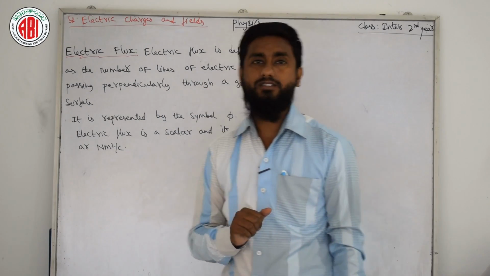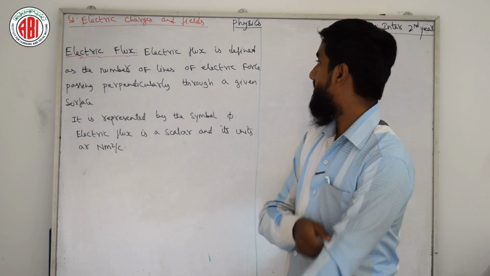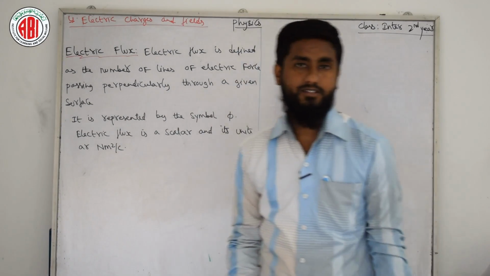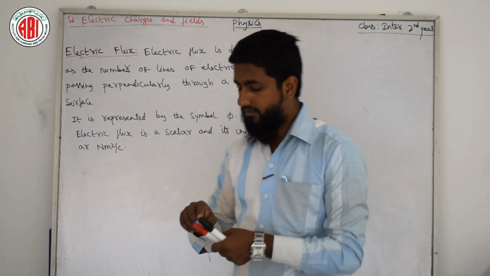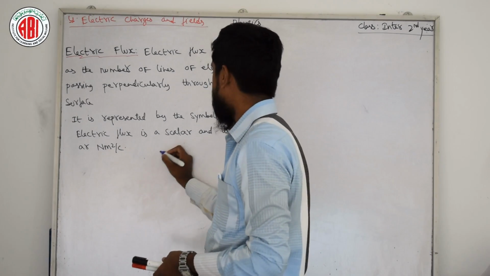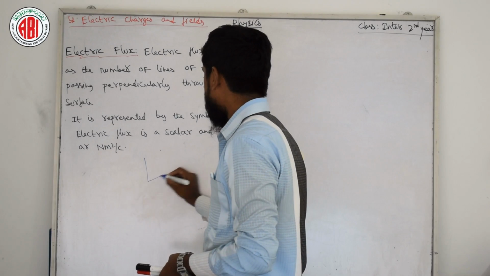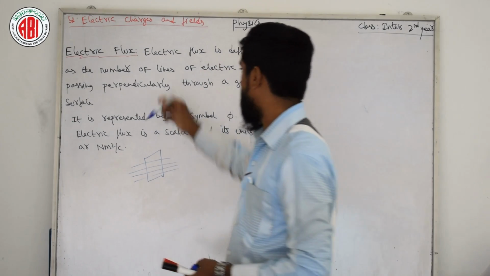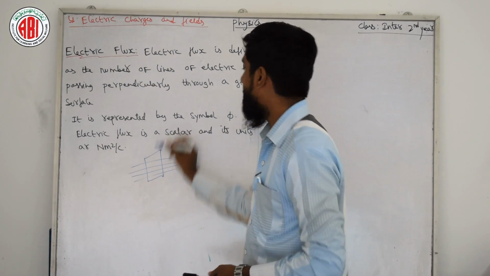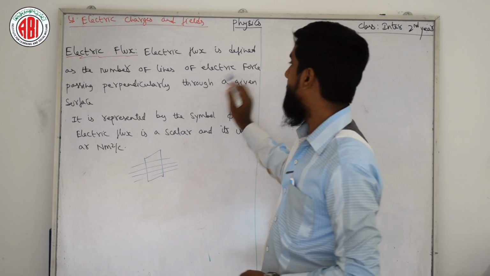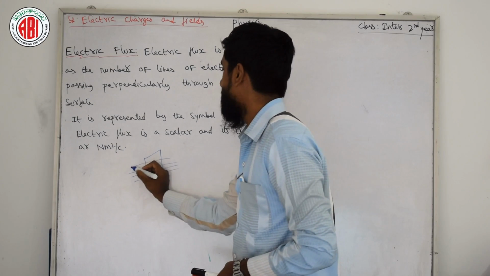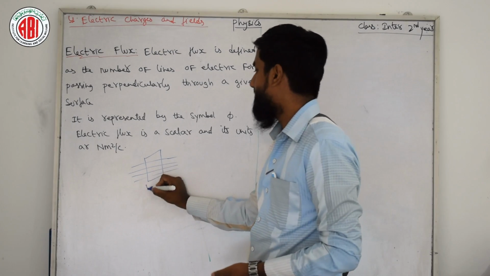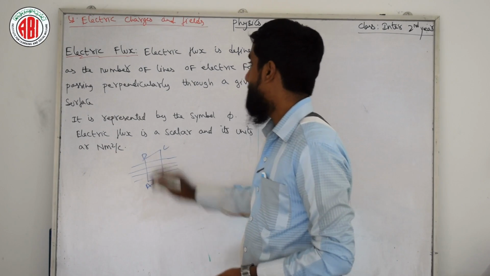What is electric flux? Electric flux is defined as the number of lines of electric force passing perpendicularly through a given surface. That means if we are considering one surface here, the lines which pass perpendicular to this surface, that is the electric flux. Let the surface be A, B, C, D.